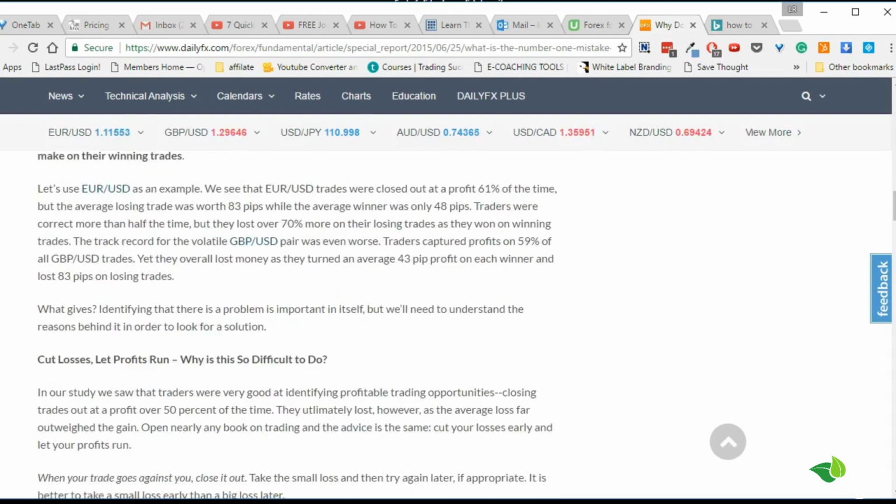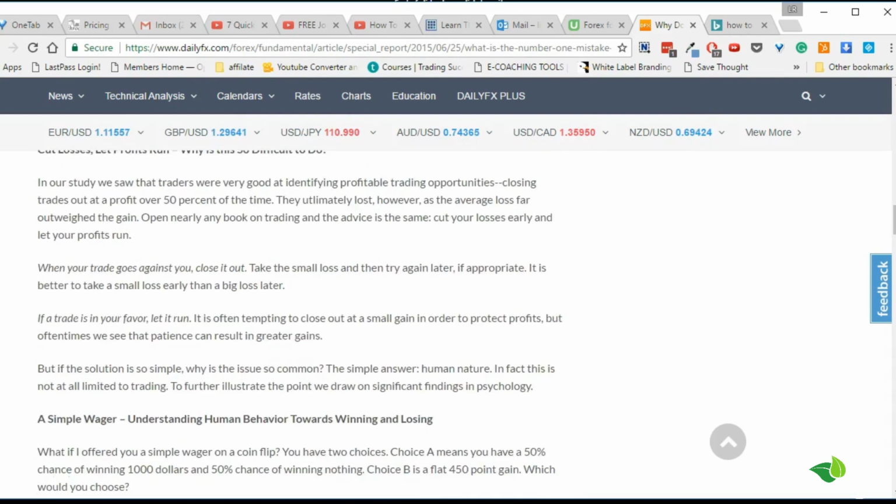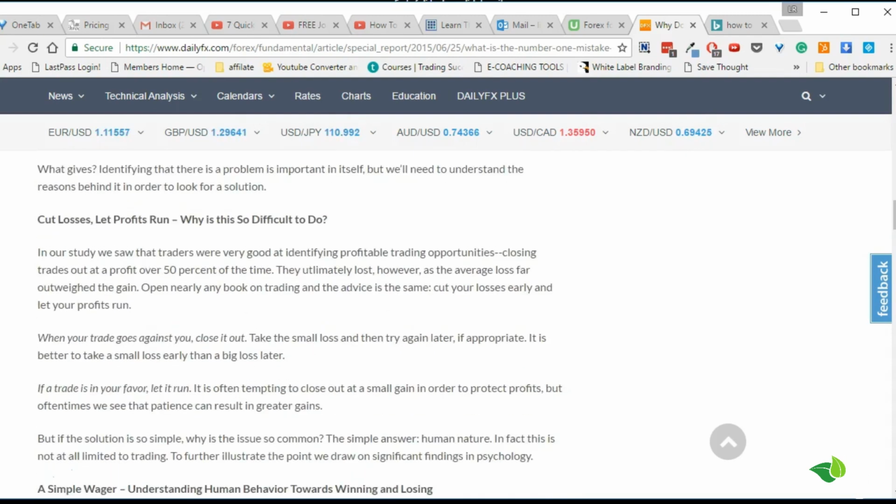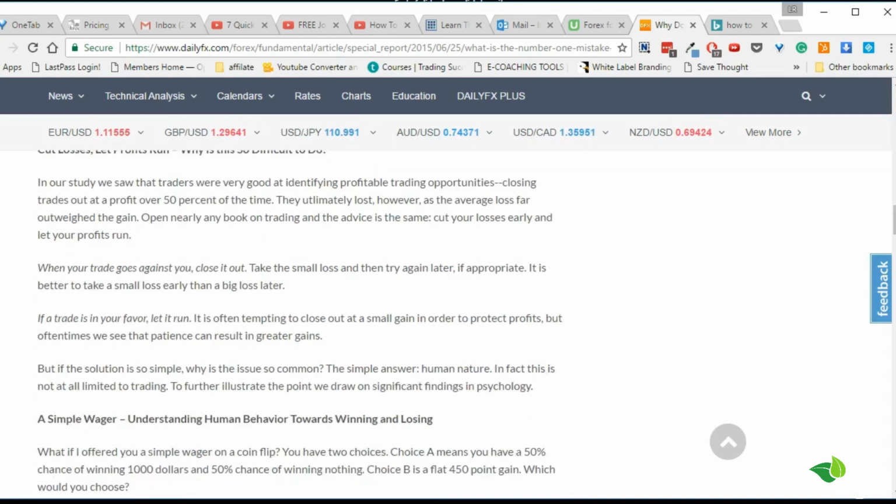And they go on to actually look at it in more detail. So it says cut losses, let profits run. Why is this so difficult to do? So when your trade goes against you, close it out. Take the small loss and then try again later if appropriate. It is better to take a small loss early than a big loss later.